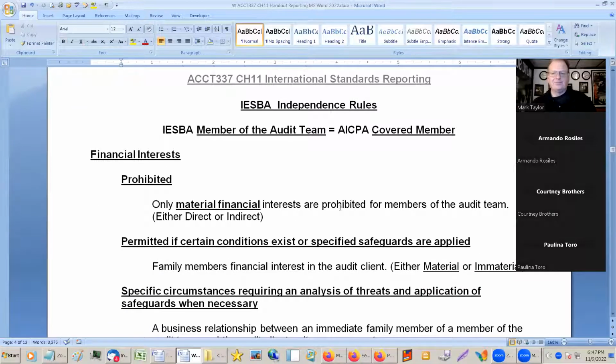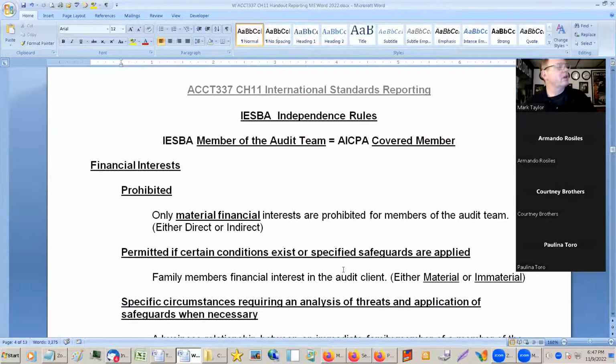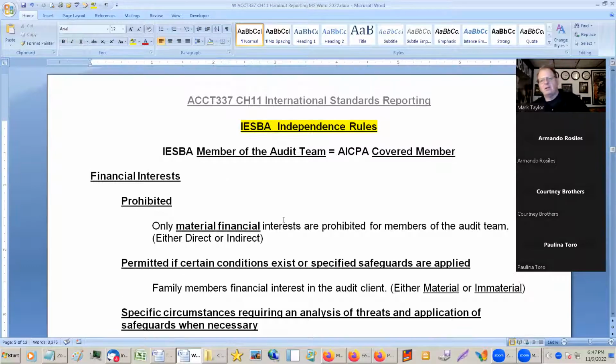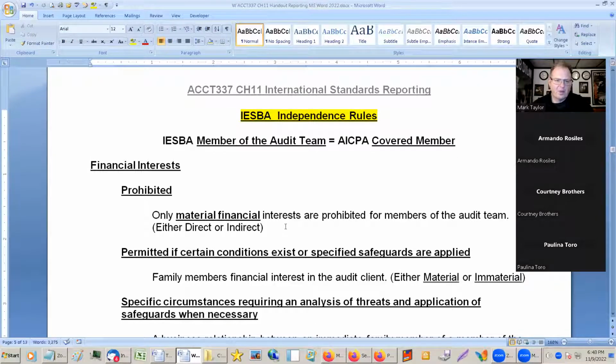Okay, so let's go to the international standard. The international standard rules, I'll just tell you right up front, are a little more lenient than the US ones. What we call a covered member, and this isn't a big deal, this is just terminology, they call a member of the audit team.